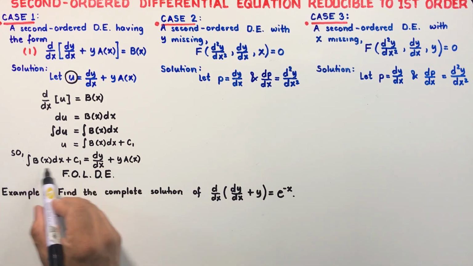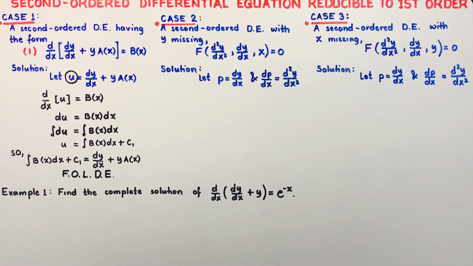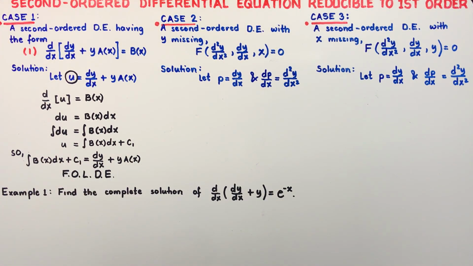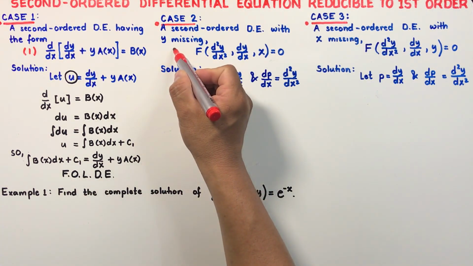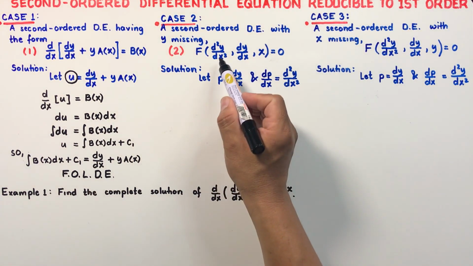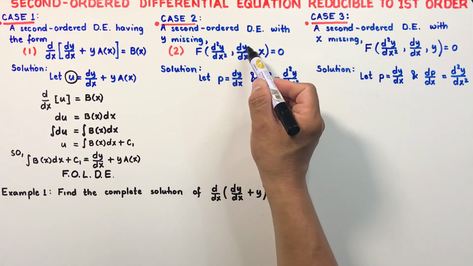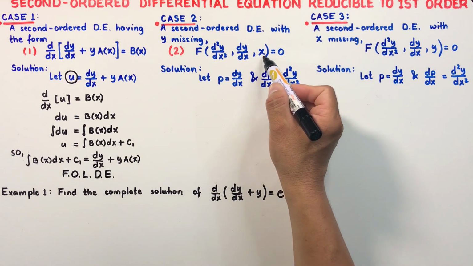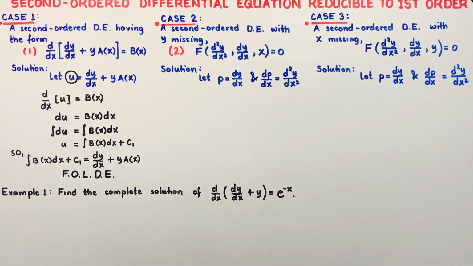And we already know how to solve this using the method we've learned for solving a first-order differential equation, because this is linear in y. Now, another case is when you have a second-order differential equation with a missing y. In the equation, you have the second derivative term, the first derivative term, and the x variable, but you don't have the y variable.